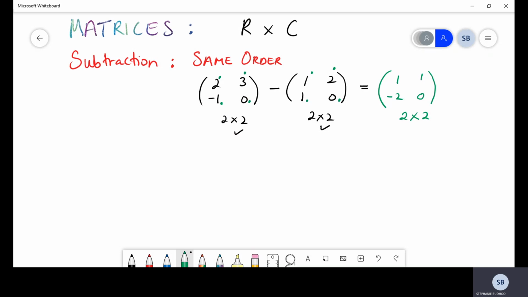Now, take note that addition of matrices is commutative. If we were to call this first matrix A here, and this one B, take note that A subtract B is not the same as B subtract A. So subtraction of matrices is definitely not commutative. It also would not be associative. So please take note of that for subtraction of matrices.